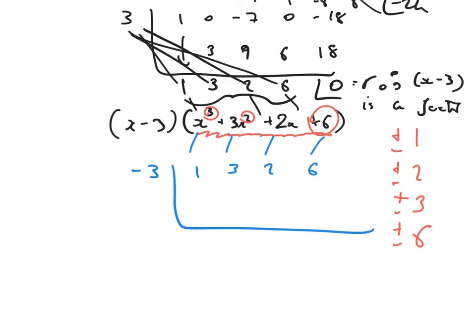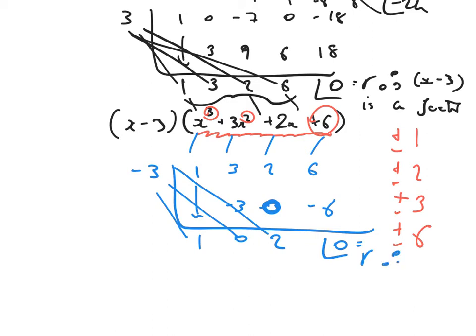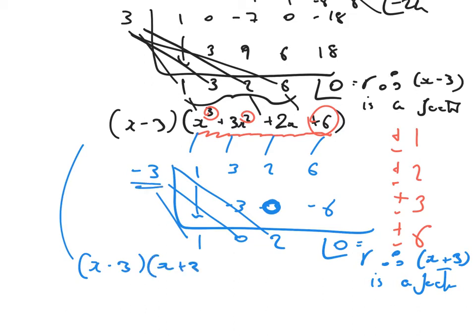There are no 0 coefficients. Drop the 1 down. 1 times minus 3 is minus 3. 3 minus 3 is 0. 0 times minus 3 is 0. 0 plus 2 is 2 and 2 times minus 3 is minus 6, so that one works. R equals 0, therefore the solution of minus 3 coming from the bracket of x plus 3 is a factor. Okay, so now we've got the original bracket being x minus 3 and then x plus 3.